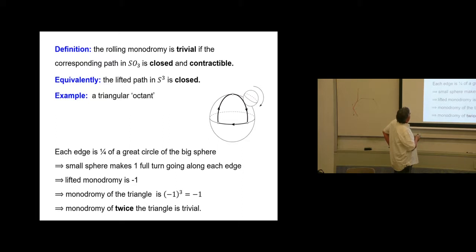So I would say that the rolling monodromy, this path in the orthogonal group, is trivial if it is closed, but that's not enough. It has to be contractible. The orthogonal group has some topology, a fundamental group Z2, and if you go twice along the curve, it's always contractible. But if you go only once, it may not be contractible.